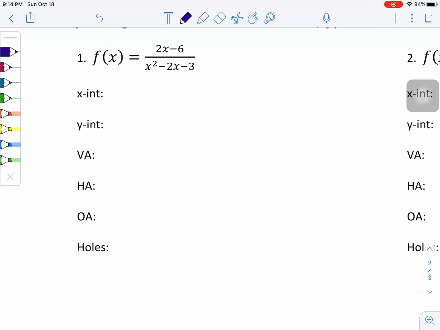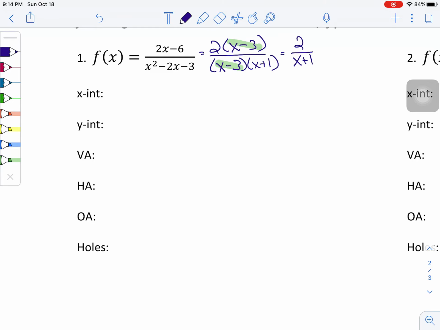We need to first see if we can factor and cancel. So numerator-wise, we have a GCF of 2, x minus 3 is left. X squared minus 2x minus 3 factors into x minus 3, x plus 1, which leaves me with x minus 3's that I can cancel out. And the simplified version is going to be 2 over x plus 1.